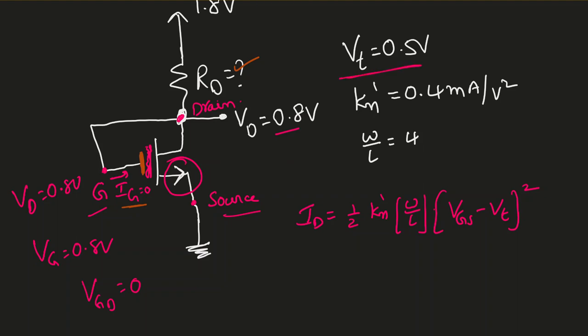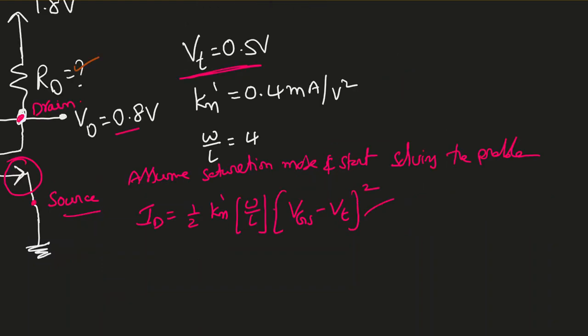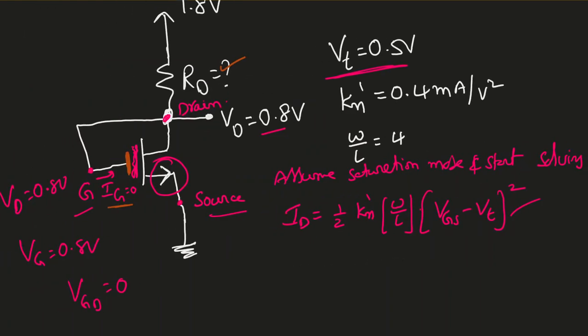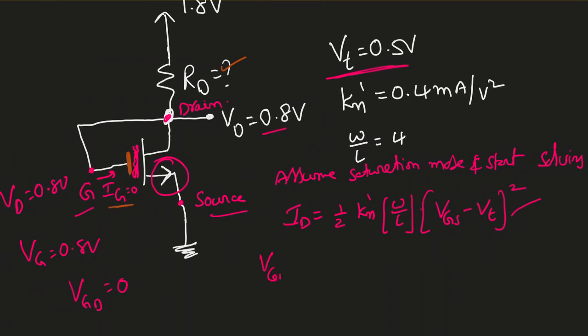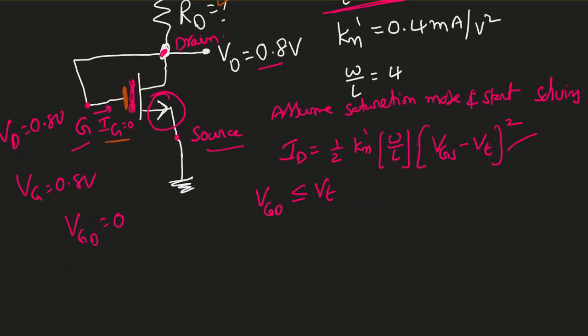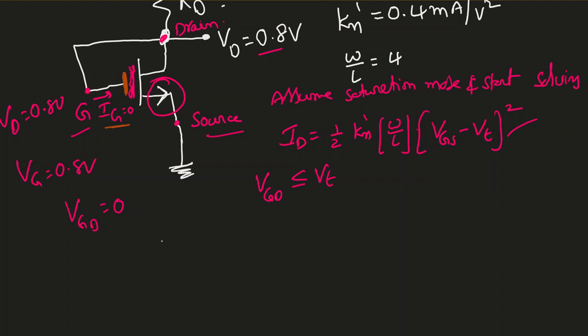But our VT is 0.5 volts. So VT is greater than VGD, so definitely our assumption of saturation mode is true. Okay, so this is the equation for saturation mode, and in saturation mode VGD must be less than or equal to VT. VGD we end up with 0 volts, VT is 0.5 volts, which is the threshold voltage. So it must be acting in the saturation mode.